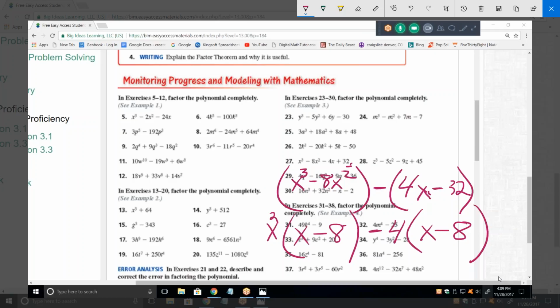It's a little unusual. You don't normally factor out binomial terms, but we're going to. I can factor that out. That x minus 8 is common to both terms, correct? Yeah. So I can factor it out. Now what do I have left?